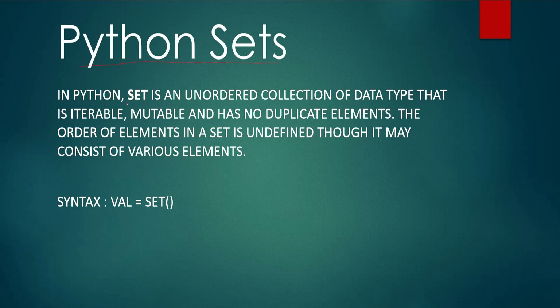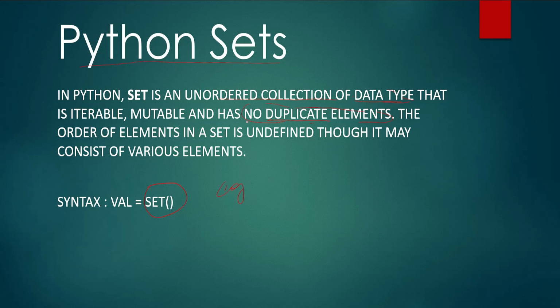In Python, a set is an unordered collection of data types that is iterable, mutable, and has no duplicate elements. This is the main feature of a set. It doesn't contain any duplicate elements. The order of elements in a set is undefined, so it may consist of various elements. And this is the syntax, we can use the inbuilt method available to declare sets.